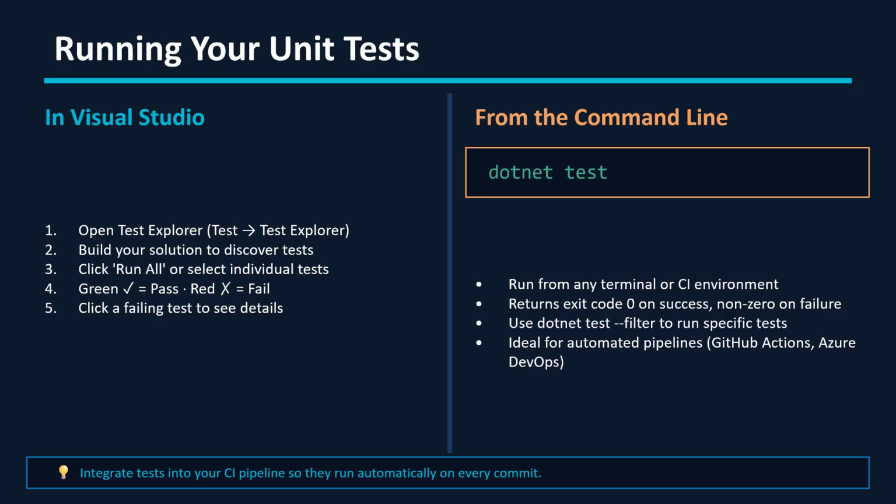So inside of our Visual Studio, we can run our tests 2 different ways. We can open our Test Explorer by going up to the Test menu and opening Test Explorer, and then we can build our solution to discover tests, and we can run all and get a green check if they pass and a red X if they fail. Or if you like the command line, you can open the command line in Visual Studio and write dotnet test, and it will run them in the terminal.